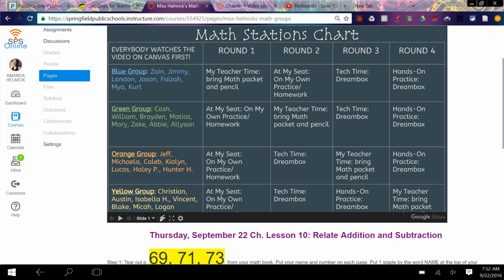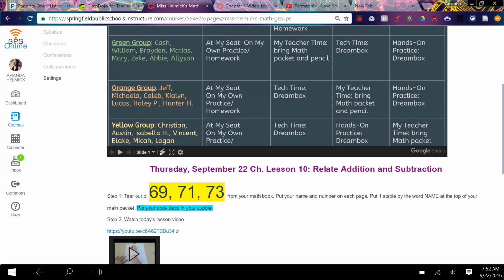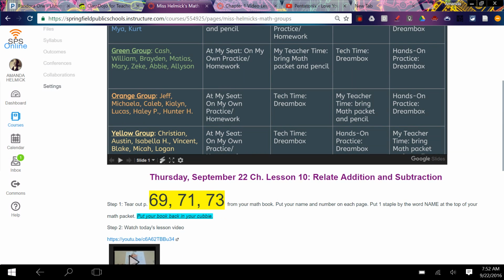Here is your mini math lesson for today. Make sure you have your pages torn out. Your pages are here: 69, 71, and 73. Pause the video and make sure you have your math pages torn out first. You should have your math pages torn out. You should have put one staple on your entire math packet with your name on each page.